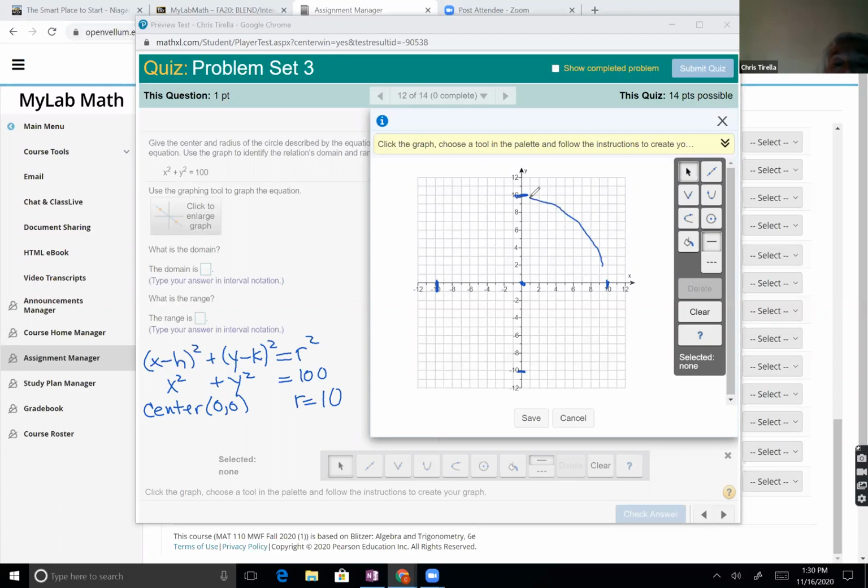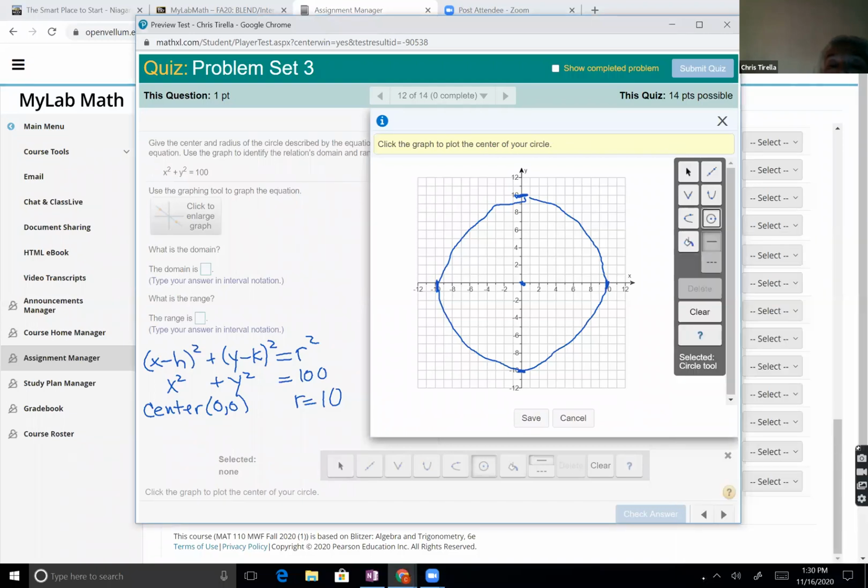And I could try to wing it, but I'm not real good with that. Instead, I could use that graphing tool, circle graphing tool. I'm going to start at my center, and then I'm going to move out until I get that radius of 10. And doesn't that one look much nicer?